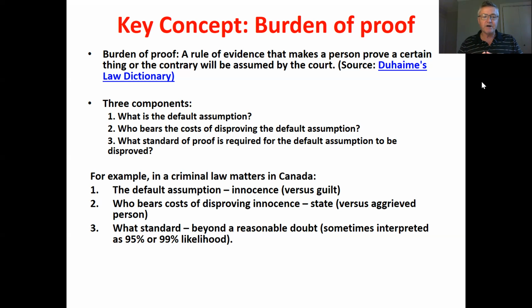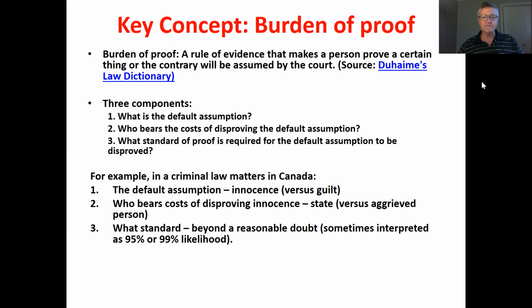And the last part of this burden of proof is what standard of truth is required for the default assumption to be disproved. We can think about this with a legal analogy in Canada, where you can also have criminal cases involving food and agriculture. What's the default assumption? With criminal cases in Canada, we assume innocence is our default versus guilt. We don't assume guilty until proven innocent. It's the other way around.